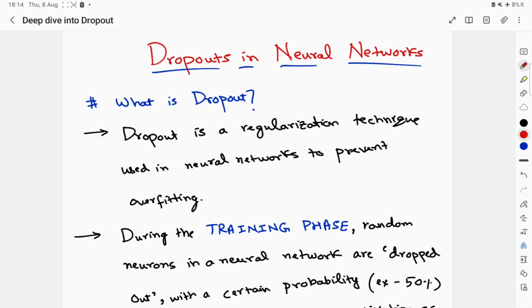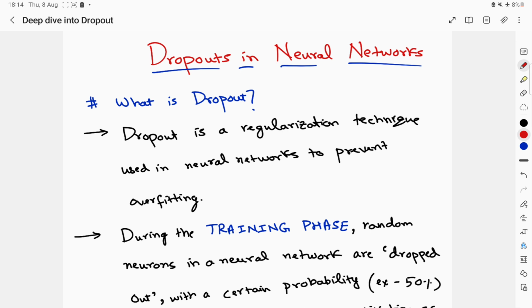So the first question is, what is dropout? Dropout is a regularization technique used in neural nets to prevent overfitting. Overfitting happens when a neural network performs very well on the training data but often fails to generalize to new or unseen data, also known as test data. This occurs when the model becomes too complex and essentially learns the noise and details in the training data rather than the actual underlying pattern, or rather than learning how to generalize on newer and unseen data.